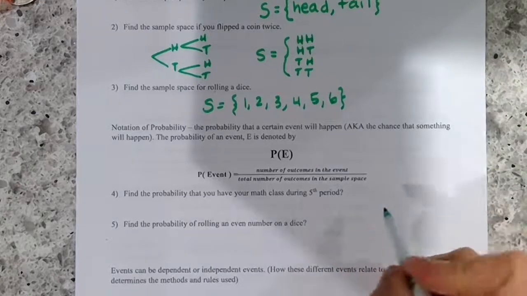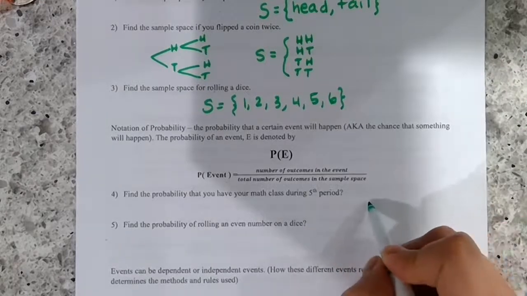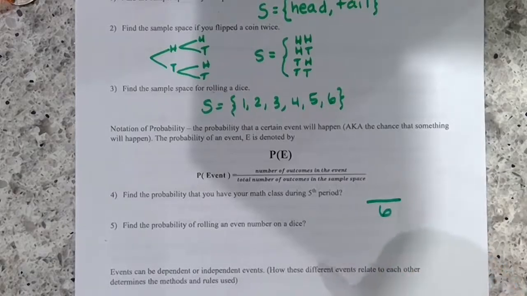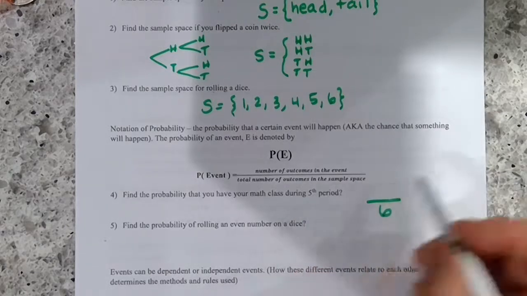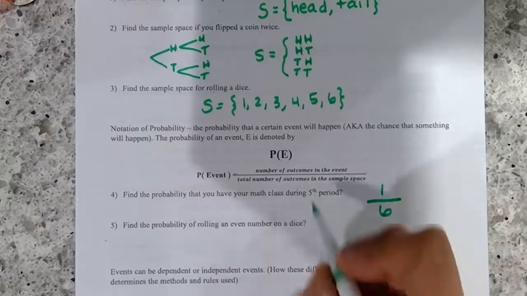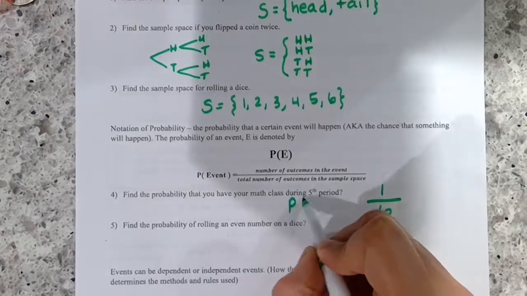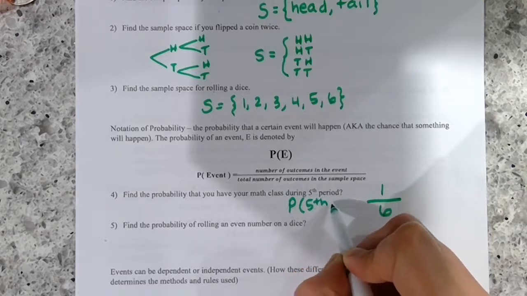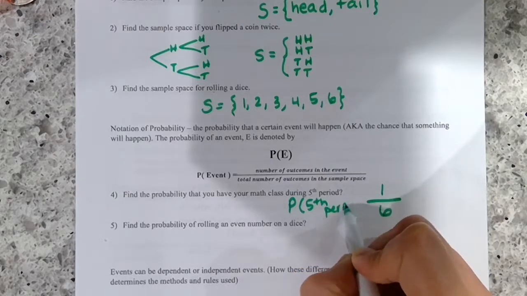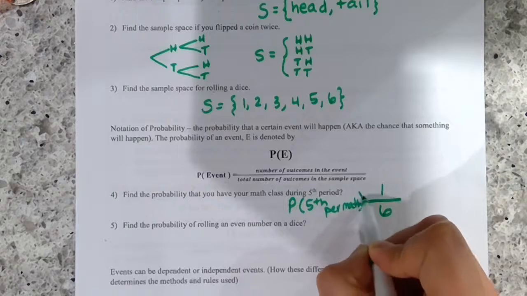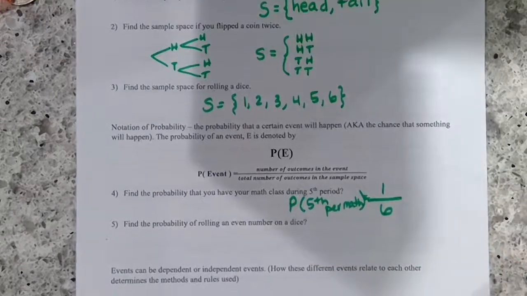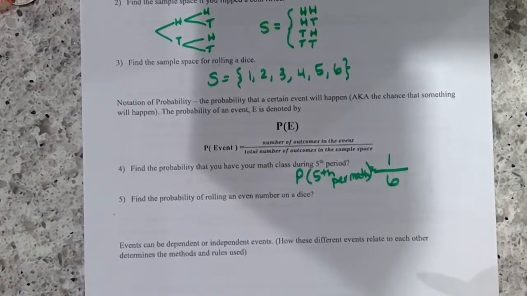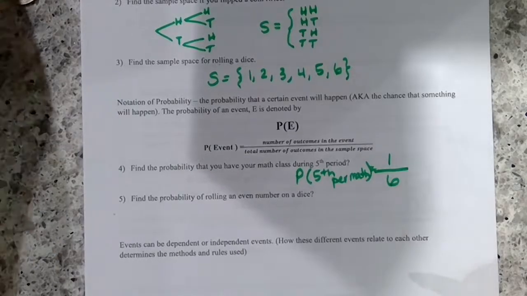Okay. All right. Find the probability that you have math 5th period. Well, you have how many classes total? 6. And how many options do you have for 5th period? Well, just 1. So the probability that you have 5th period math is 1/6.